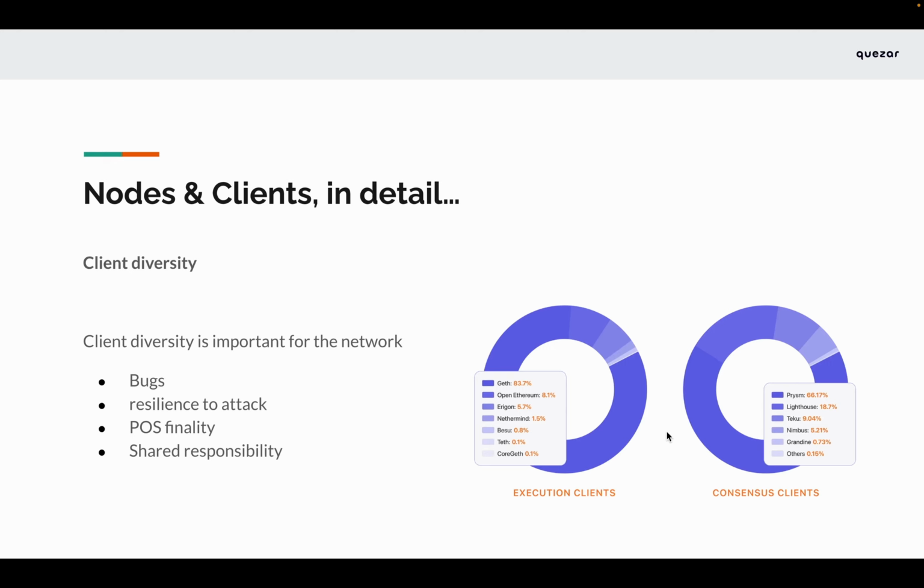Having client diversity also makes the network resilient to attack, because one client would be written in one programming language, the other client would be written in another programming language, and we all know that each programming language has a flaw of its own.